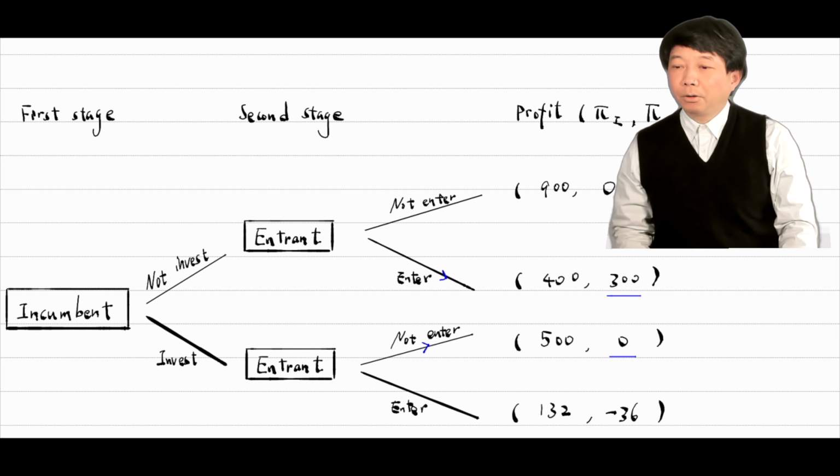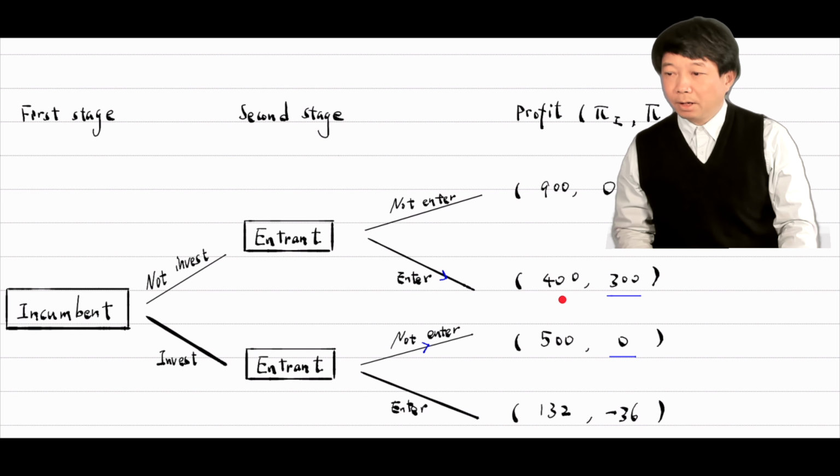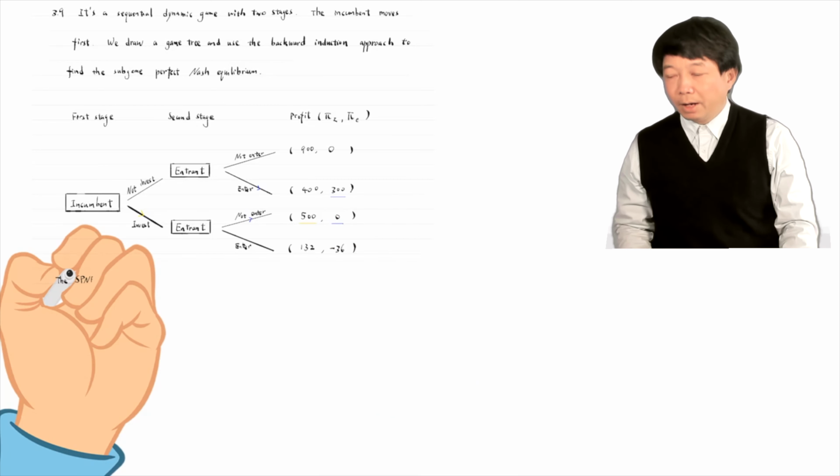Next, we figure out the incumbent's decision in the first stage, given its rival's responses. If the incumbent does not invest, it knows its rival will enter the market and it will earn 400. If it invests, it knows its rival will not enter and it will earn 500. The incumbent is better off investing. We underline its profit 500 and add an arrow on the path. The subgame perfect Nash equilibrium is that the incumbent invests.